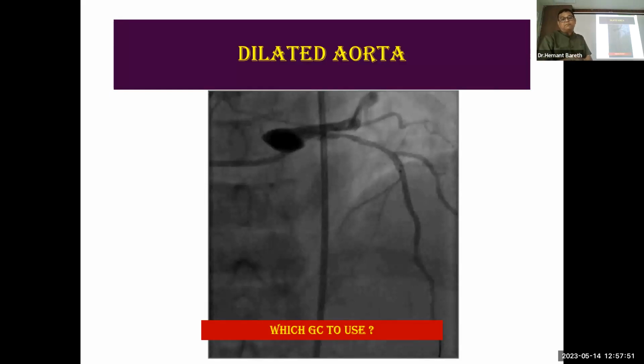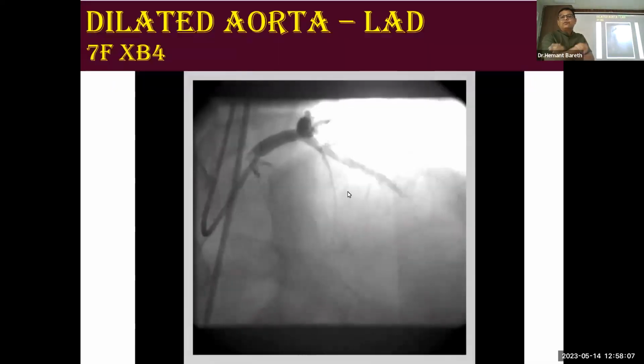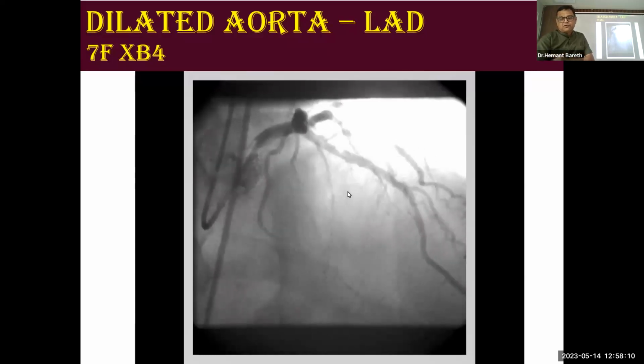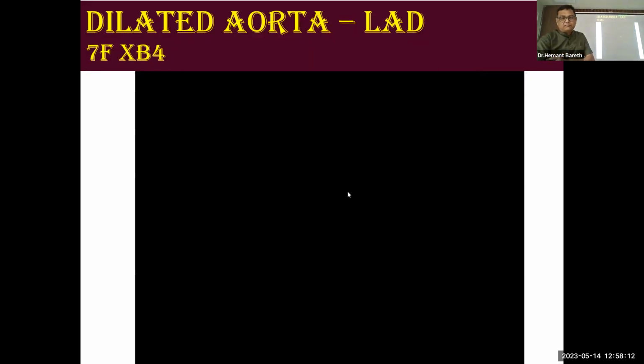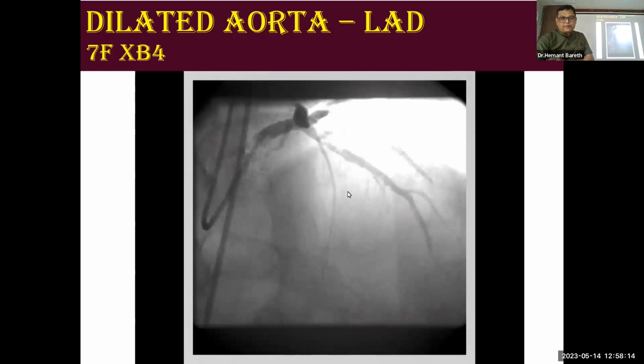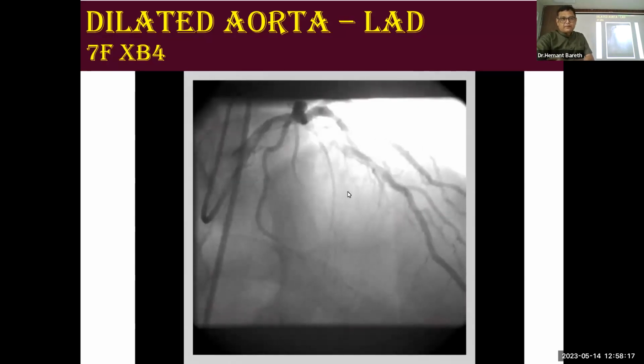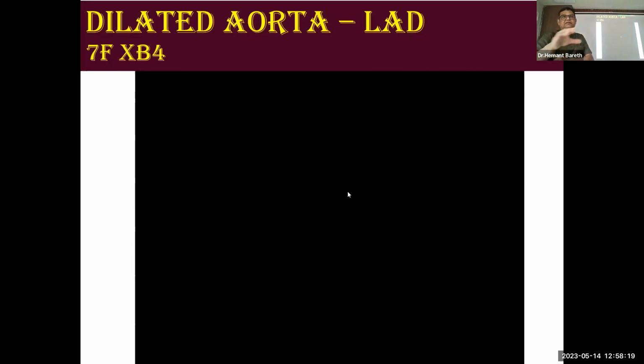Now this is a dilated aorta and there is LAD disease. What do you take? JL4. So I think the whole presentation was wasted. Okay, so use HB4, because the operator thought it's a tight lesion, so obviously better support was needed. So HB4 was used. You could use JL5 also, no problem.